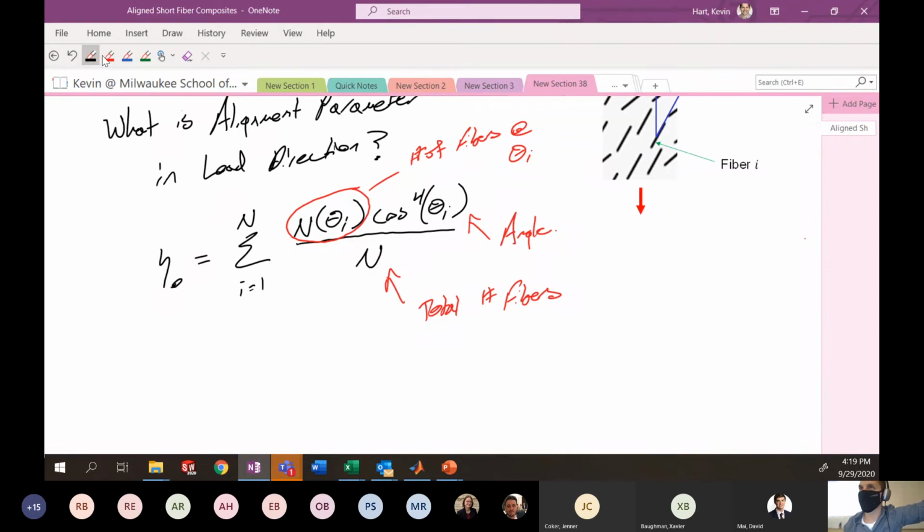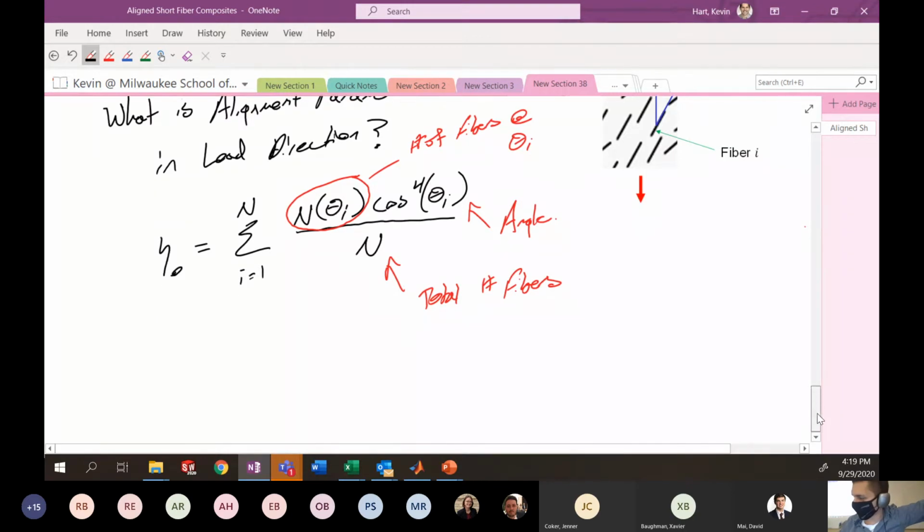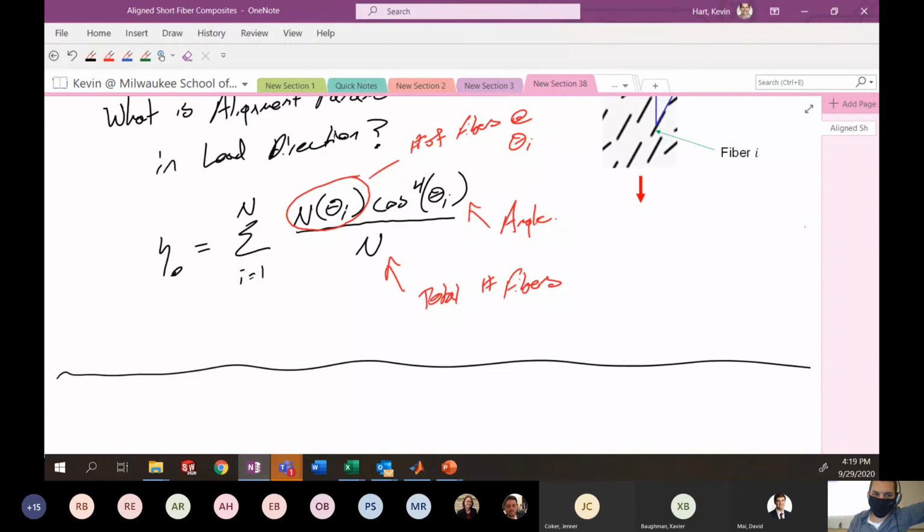Basically, I have to count manually. It's annoying, but it is what it is. So the closer this is to 1, the more highly aligned they are, and the better that this is generally going to be. So that's your aligned short fiber model, and that's for calculating the modulus in the arbitrary one direction for your composite.